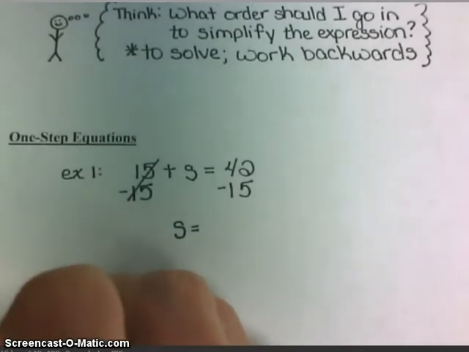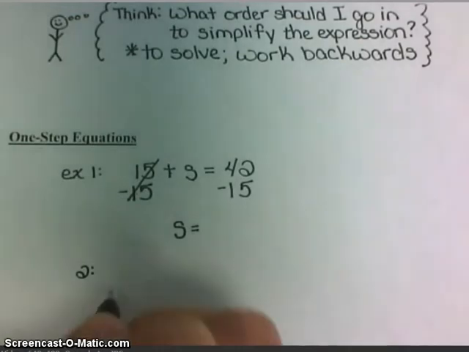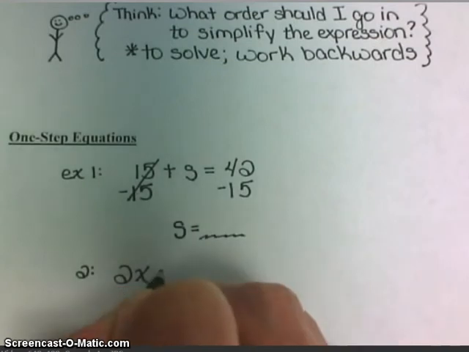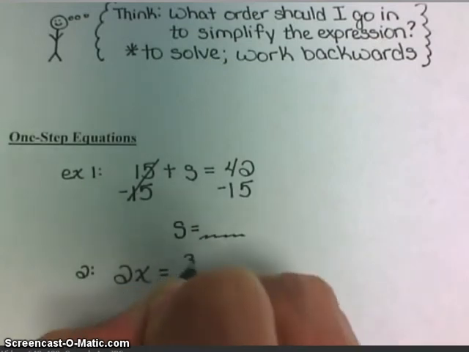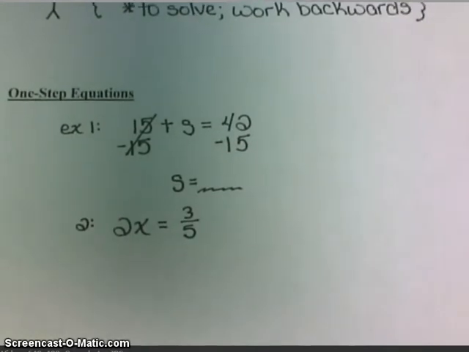Now, moving on to example 2. Example 2, we're going to look at another one-step equation. You should have this filled in. 2x equals 3/5, that fraction. All right, well, think about what is this operation. If a number and a variable are side by side, this indicates multiplication.